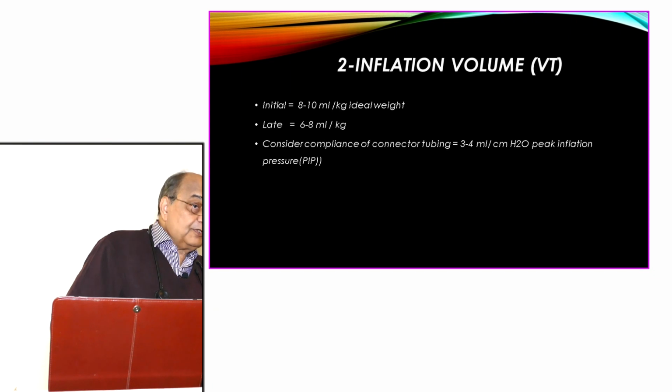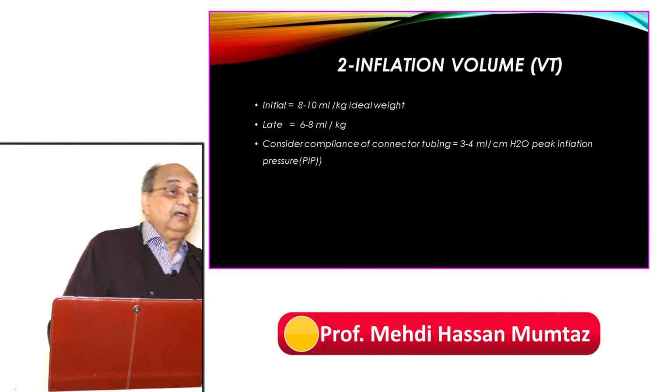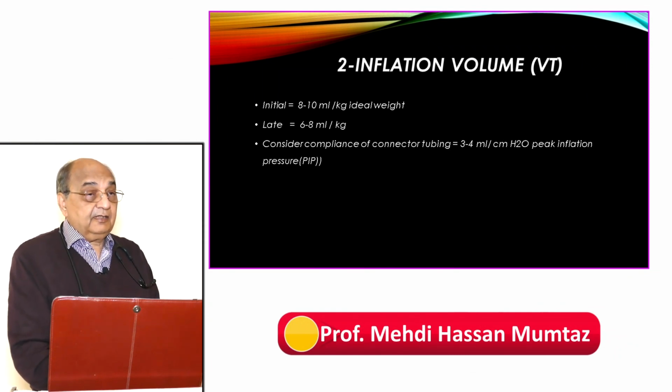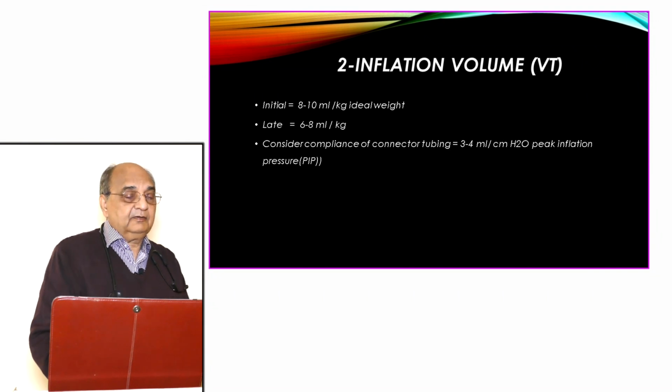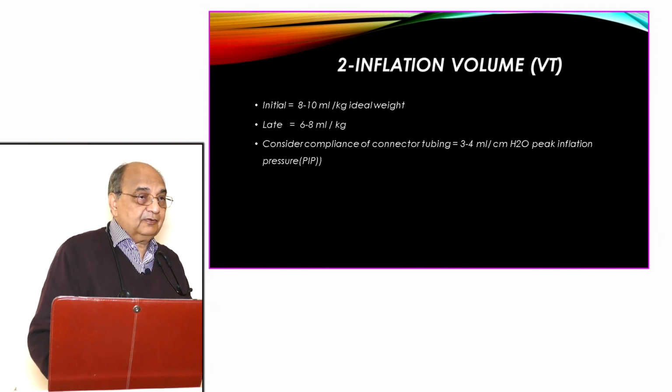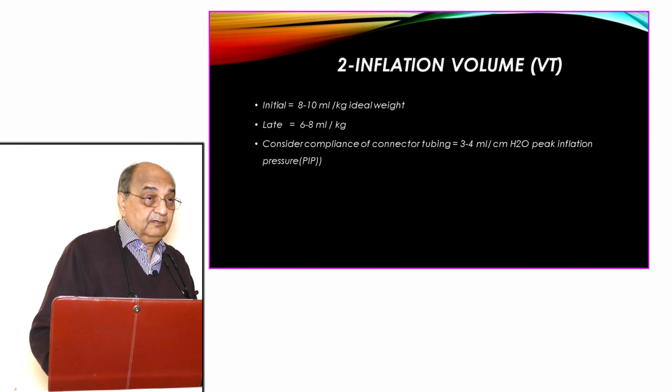It sounds simple, but we will ignore it, and it should not be ignored. It should be kept in mind that there is a compliance of tubing. So whenever you buy a tube, inspiratory or expiratory circuit with which you are connecting to the ventilator, you must look at the tubing and the specification of the tubing. It must be written on those tubing what is the compliance of those tubing. So then that is a standard circuit.